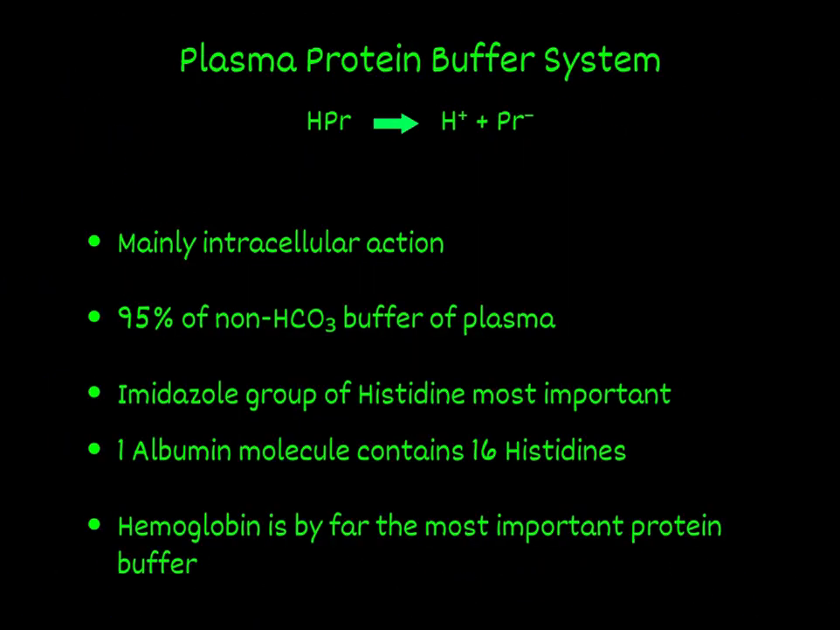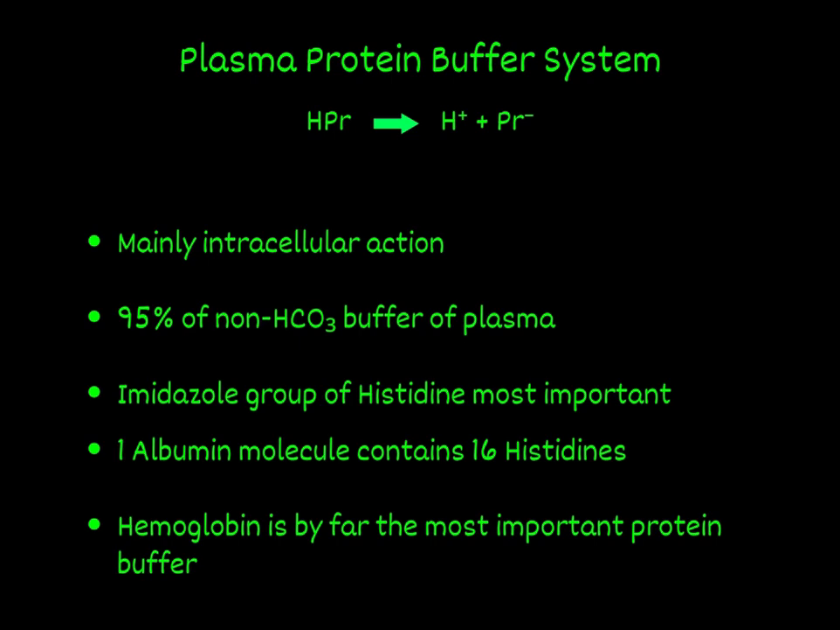The protein buffer system is a powerhouse, contributing about two-thirds of the buffering capacity in blood and most of the buffering within cells. In blood plasma, albumin and globulins are key players. Albumin, a major plasma protein, has multiple binding sites for H+ ions, making it a significant buffer. One albumin has 16 histidine residues.